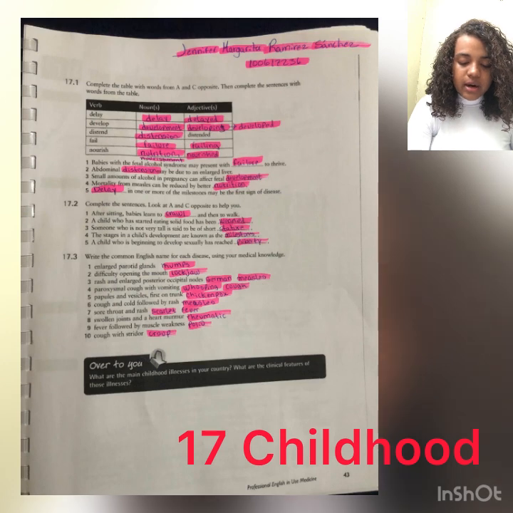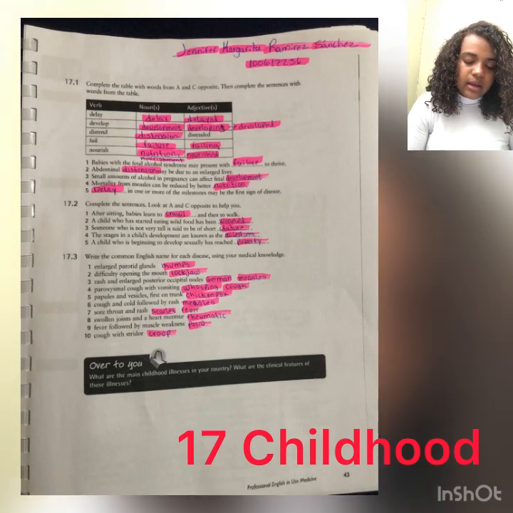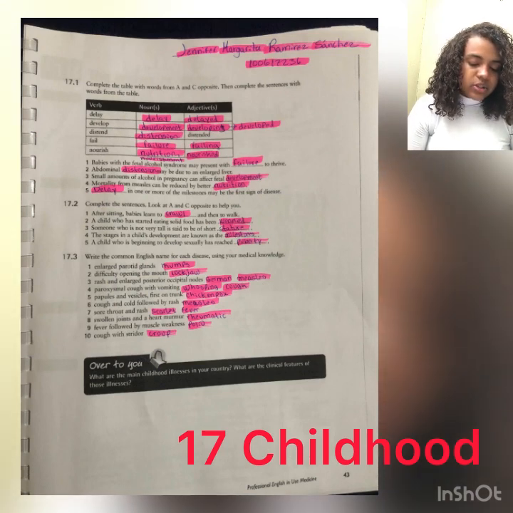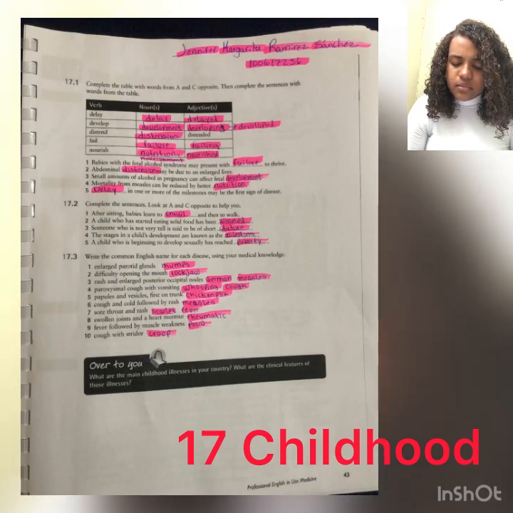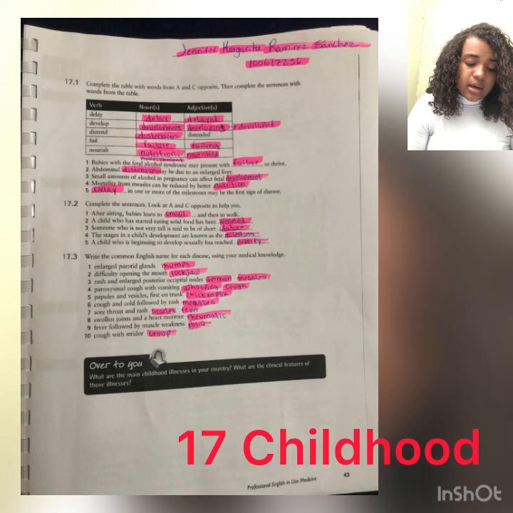Number 1, a baby with a fever. Fetal alcohol syndrome may present with failure to thrive. Number 2, abdominal distension may be due to an enlarging liver. Number 3, even a small amount of alcohol in pregnancy can affect fetal development. Number 4, mortality from measles can be reduced with better nutrition.